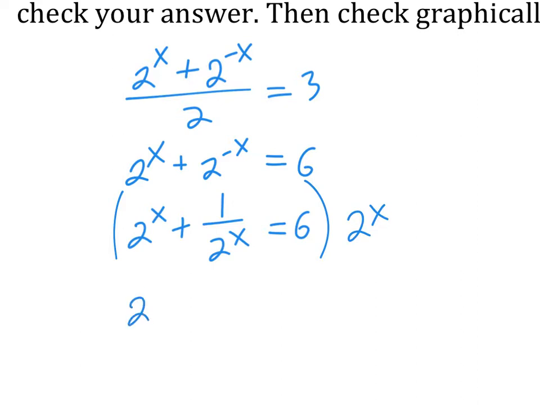So now it's 2 to the 2x plus 1 equals 6 times 2 to the x. So instead of asking, why am I multiplying 2 to the x to everything? It was very confusing. You just turn that negative exponent into a denominator and say, I gotta get rid of the denominator somehow. So do that. Once you have the answer, please let me know.